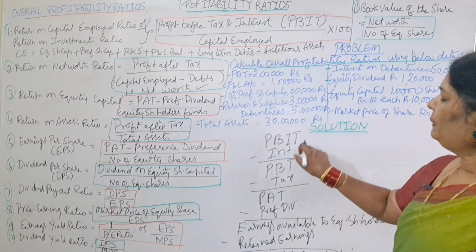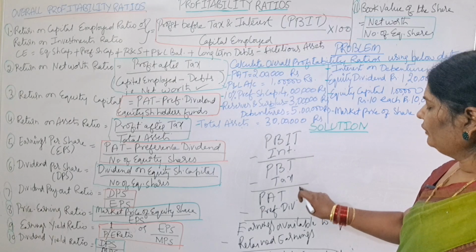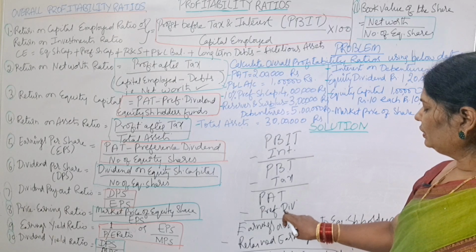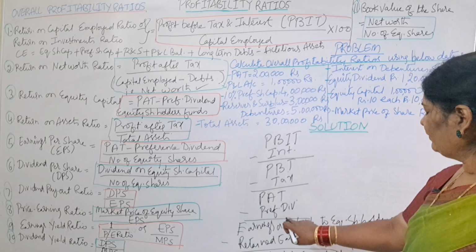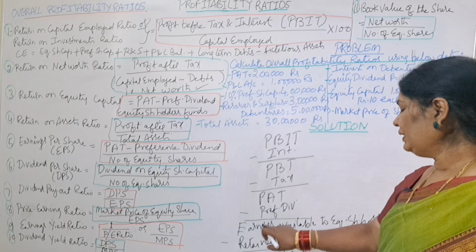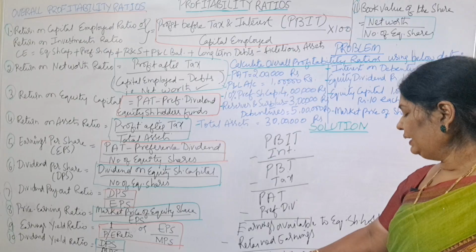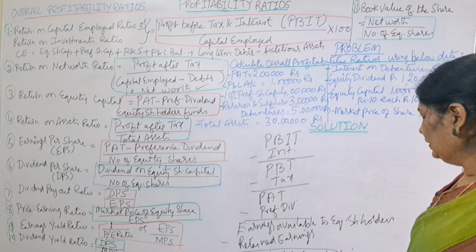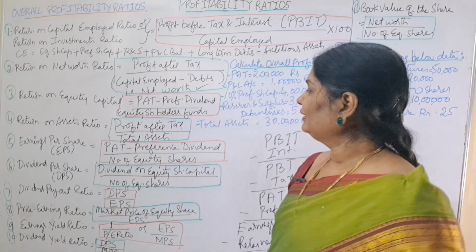Clear? So PBIT minus interest is PBT, PBT minus tax is PAT. From PAT we will distribute preference dividend. So the amount that will be remaining with us is earnings available to equity shareholders. From this, if the company wants to retain any amount as reserves, they can deduct that, and that remaining amount they will pay to the equity shareholders. So this is about PBIT, PAT and all.